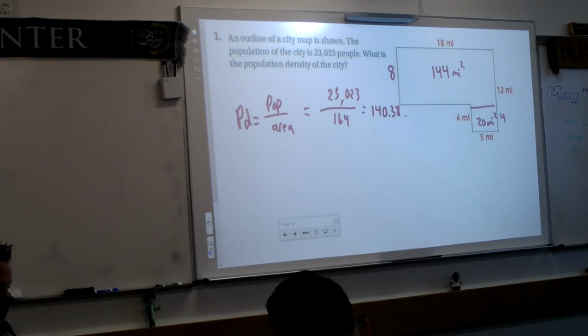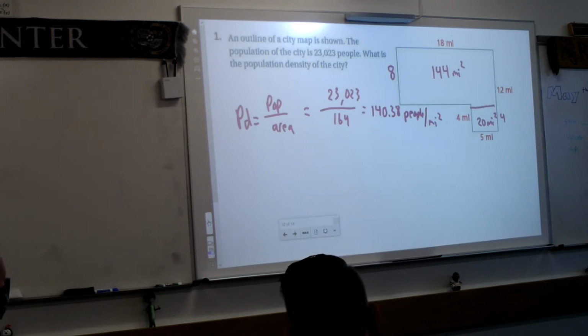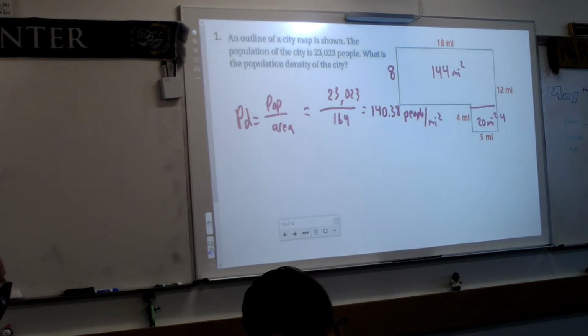So that would be people per mile squared. So that one, not too bad. You just had to use some strategy to figure out this area. Then we do our last one. This is one that could show up on your quiz or test. So let's go over this last one together.